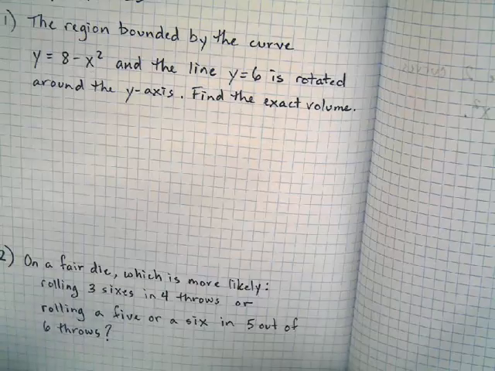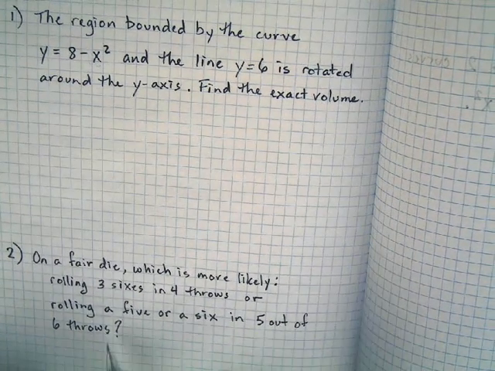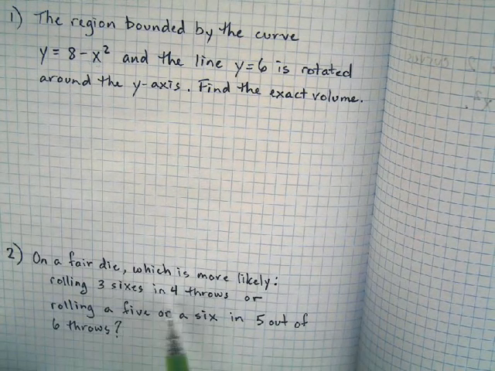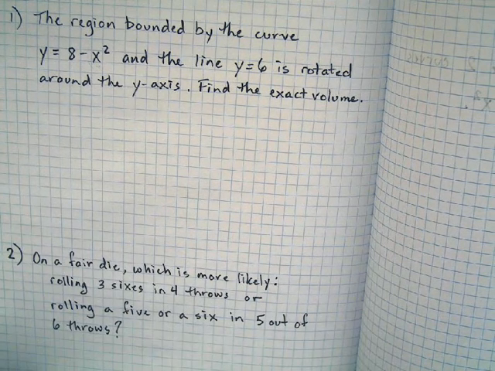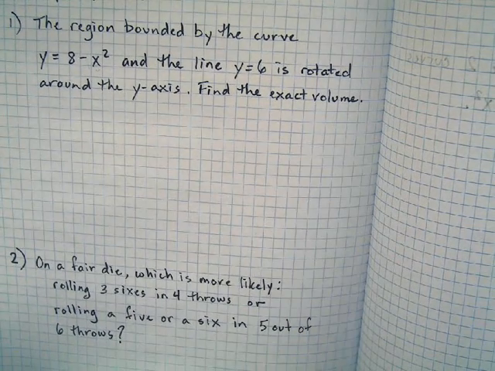All right, and then a little throwback here, Throwback Thursday. On a fair die, which is more likely, rolling 3 6s in 4 throws, or rolling a 5 or a 6 in 5 out of 6 throws? Okay, so I'll let you figure out how to do that one.